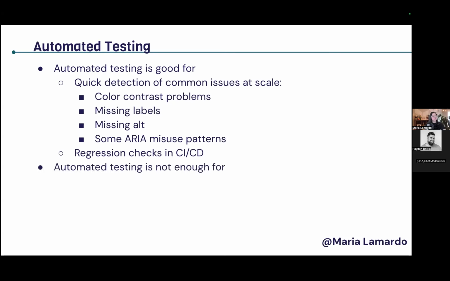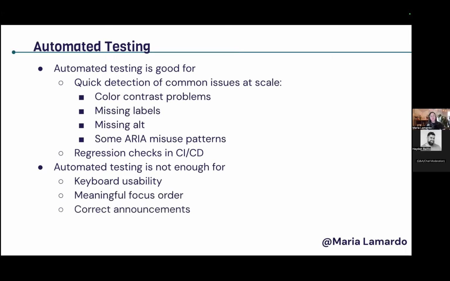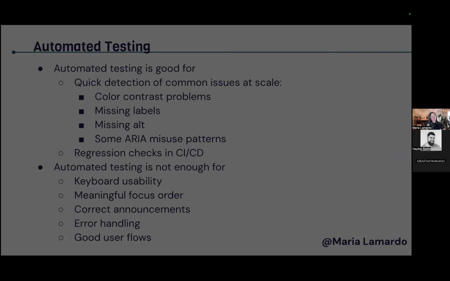Automated testing is a really good way to monitor progress over time, making sure you're not adding regression. But they can't tell you the entire experience and whether the experience works for somebody. So they don't reliably catch things like, can you complete the task using only a keyboard? Does the focus order make sense? Does the screen reader announce the right information at the right time? Do form errors give you enough guidance to recover? And overall, does this flow make sense? So though automated testing is necessary, it's not sufficient.